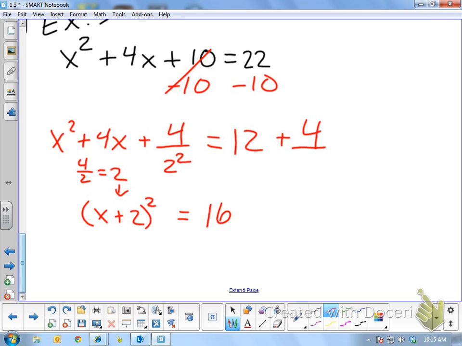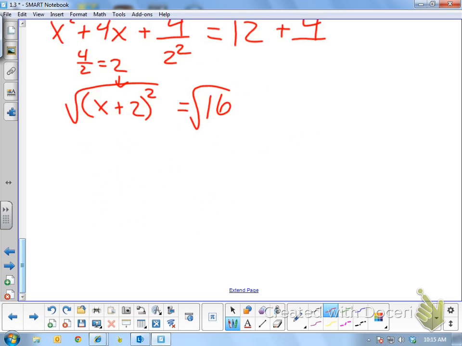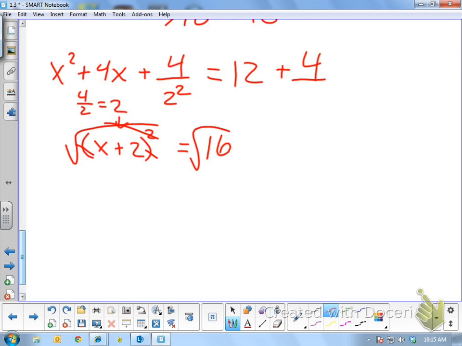Then I have to get rid of squared. How do I get rid of squared? Square root both sides. Wait, how did we get 16? People are asking. Okay. We actually added these numbers together. 12 plus 4 is 16.